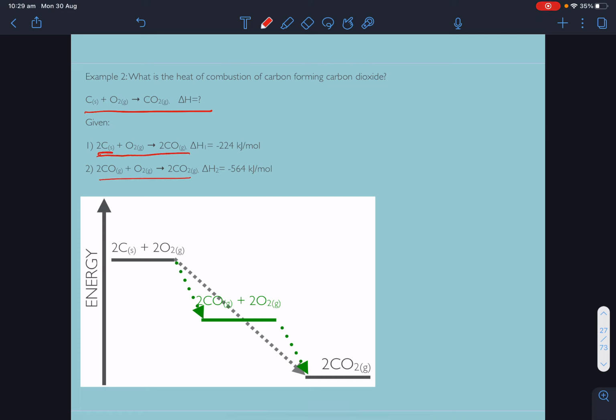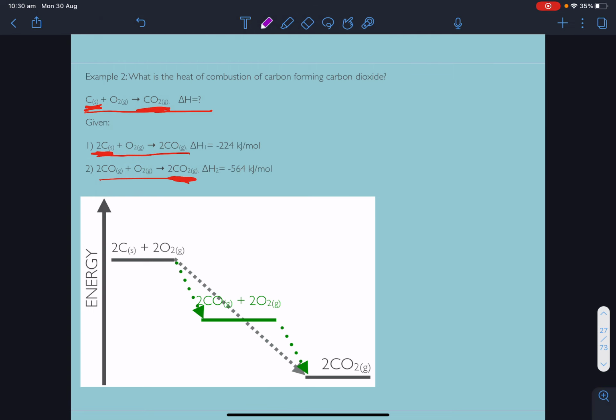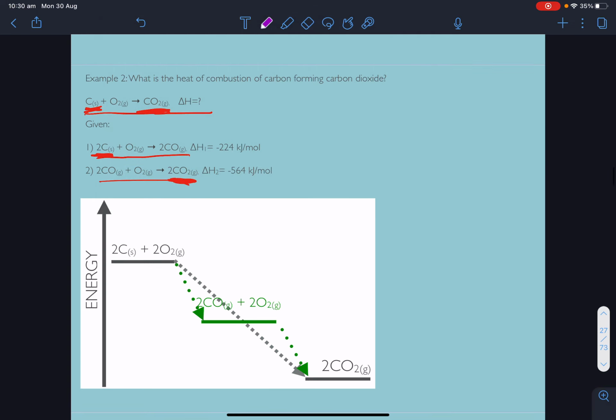Okay, carbon solid is on the left and carbon solid's on the left there. That's good. Carbon dioxide's on the right in what I'm looking for, and carbon dioxide's on the right here. What I'm going to do is, I'm feeling like they're orientated the right way. I'm just going to add them together and see what I get. Okay, so all on the left-hand side. So I'm going to go 1 plus 2.